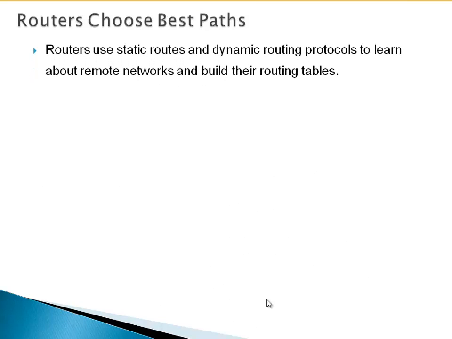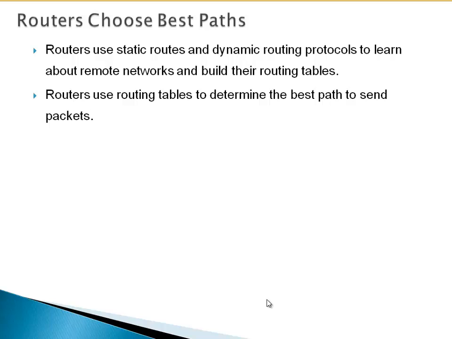Routers choose the best path. Routers use static routes or dynamic routing protocols to learn about remote networks and build their routing tables. So as we said, the router's job is to take one packet from one network and send it to another network. So we can learn about these different networks through static routing or dynamic routing. Routers use the routing table to determine the best path to send the packets. So if the router learns about some network, it will choose the best path to get to that network and add it to the routing table. Next time it needs to send data to that network, it will look at the routing table to see which way is the best way, or best path.